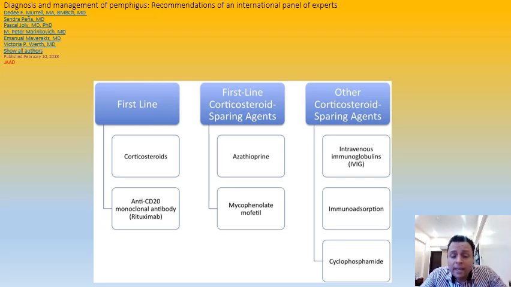First line corticosteroid sparing agents are azathioprine and MMF. I already mentioned azathioprine and MMF in my class; that's why I took that class just before pemphigus. So azathioprine and MMF are steroid sparing, and with them you can decrease the dose of steroid. Cyclophosphamide is not good because of gonadal problems and hematuria, so it is a little tough to use, but it has been used, even as pulse therapy. Then there are immunoadsorption and intravenous IVIG. IVIG is used in resistant cases, as third line therapy.